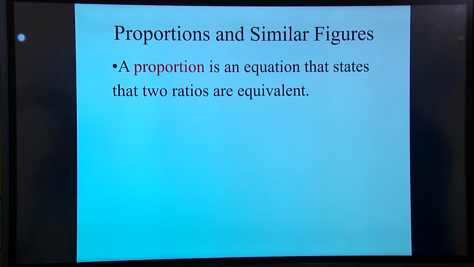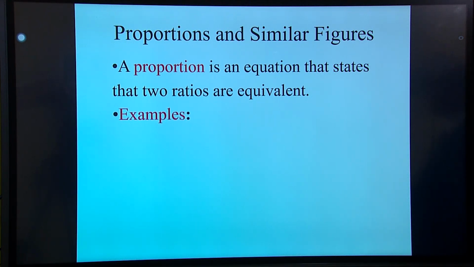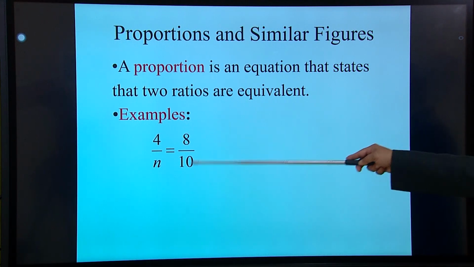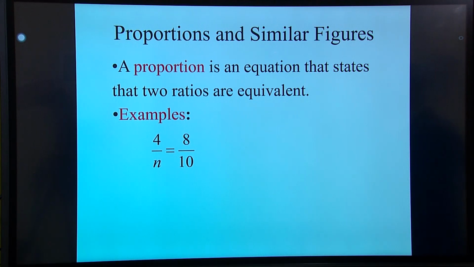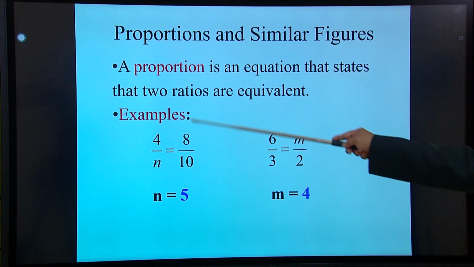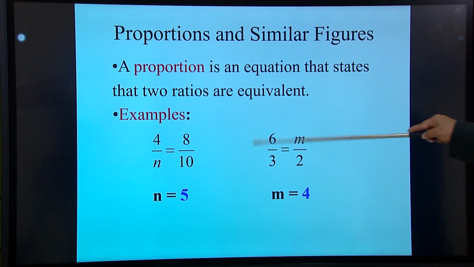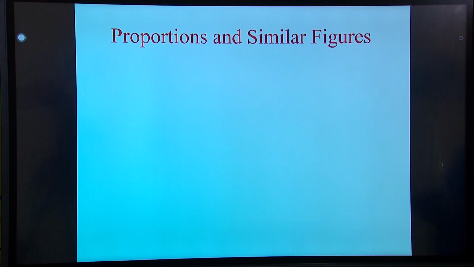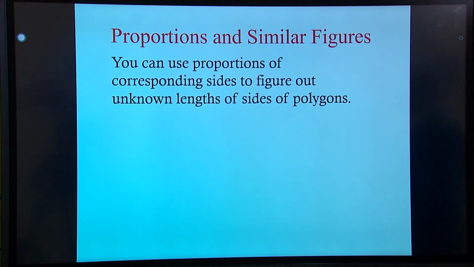The proportion is basically an equation of ratios. If I have two ratios, I can then quite easily work out what I don't have. You can see in this case, n is equal to 5 and m is equal to 4. So proportion is taking ratios and making them equal. And this is what similar figures do for us. You can use proportion to figure out the unknown side.